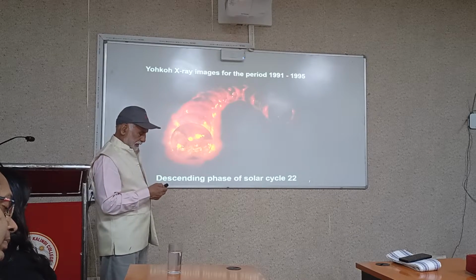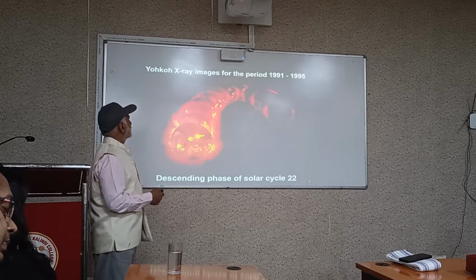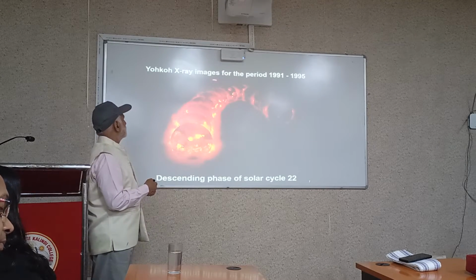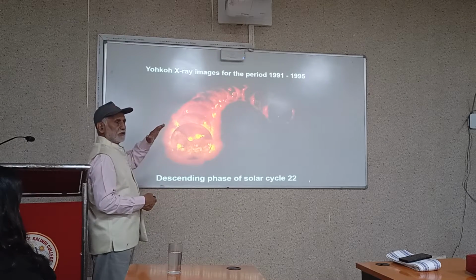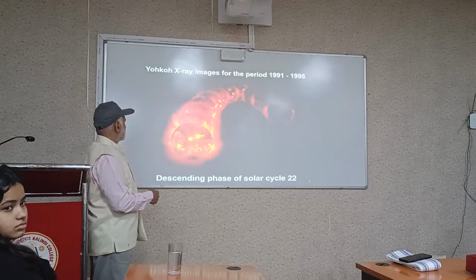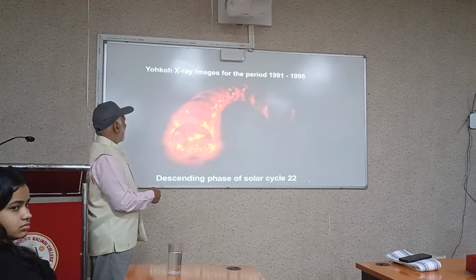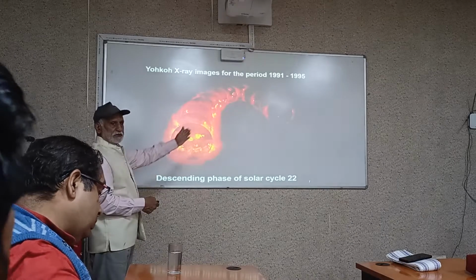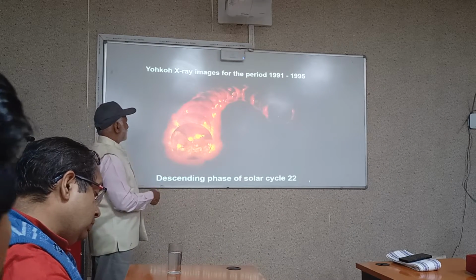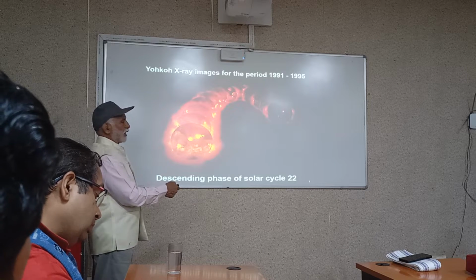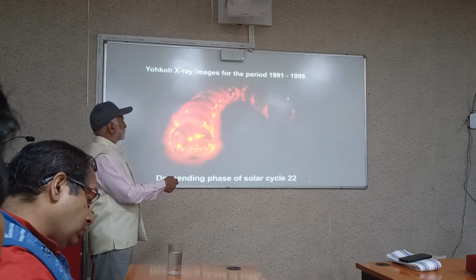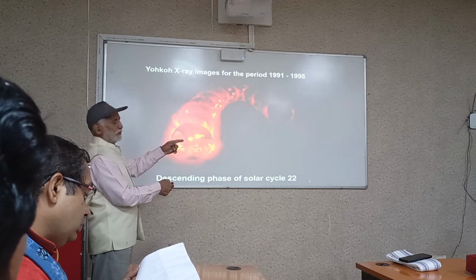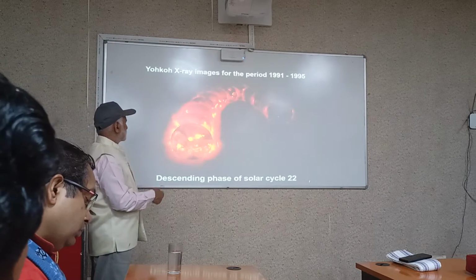And here is an example of the Sun in X-ray. There was a Japanese satellite called Yohkoh, which was making observations of the Sun in X-rays. And this is of solar maximum time. Then they have arranged these images, not all images but some selected images, as a function of time. From here to here is about 5.5 years. So 5.5 years after, you see that the X-ray emission is very much less. So that is called solar minimum, and this is solar maximum.